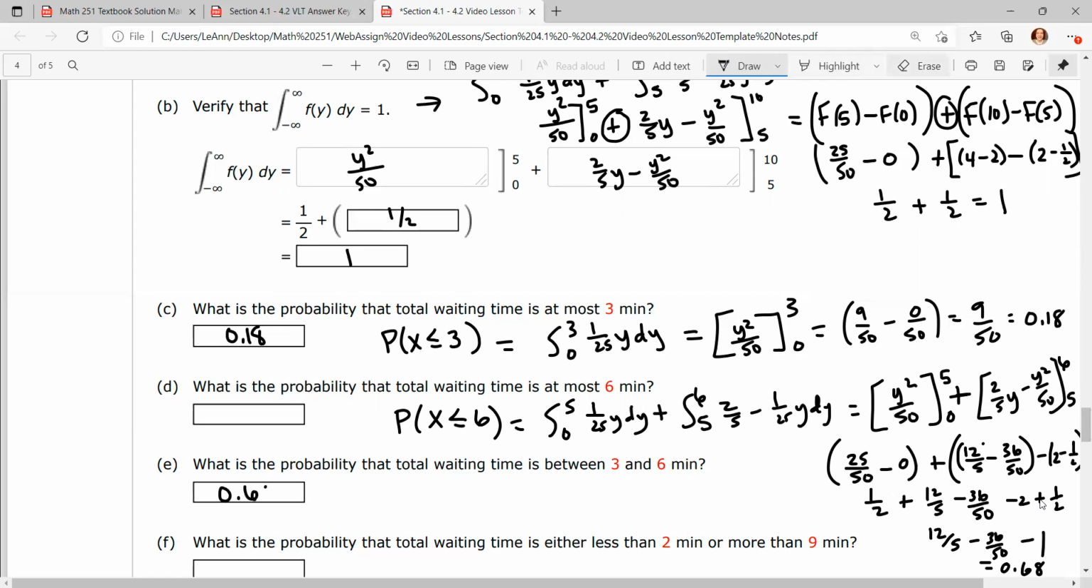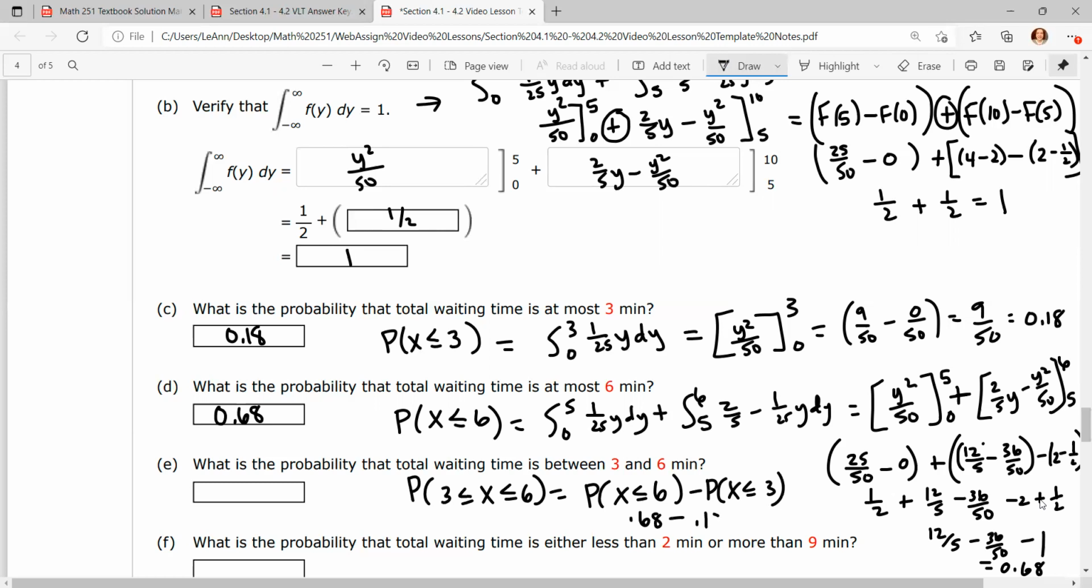I wrote it on the wrong line. Okay, what is the probability the total waiting time is between 3 and 6? Well, we don't need to go to the integration here because we've already got less than or equal to 6 and less than or equal to 3. So the probability of between is the probability that we're less than or equal to the larger one minus the probability that we're less than or equal to the smaller one. So this is going to be 0.68 minus 0.18, or 0.5.